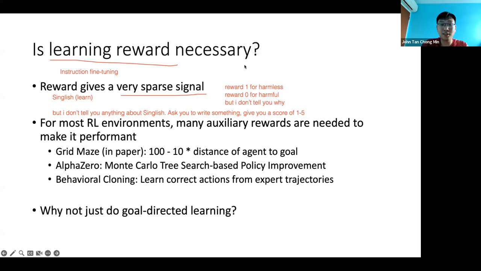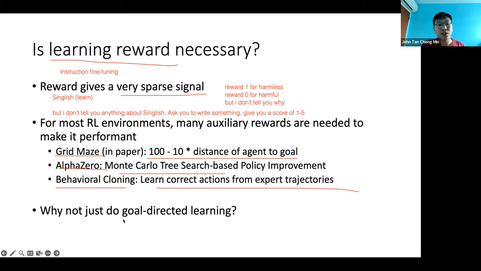But you look at this, just a primer, even in the Greek maze paper, they use an environment-based reward that is not just binary, all right? AlphaZero, we have Monte Carlo tree search. Okay, that gives you what moves are better. You can use the tree search to improve your policy without the reward. Okay, behavioral cloning, you can learn the actions by fine-tuning or mimicking expert trajectories. Okay, all this shows that rewards are actually a very slow way to learn.